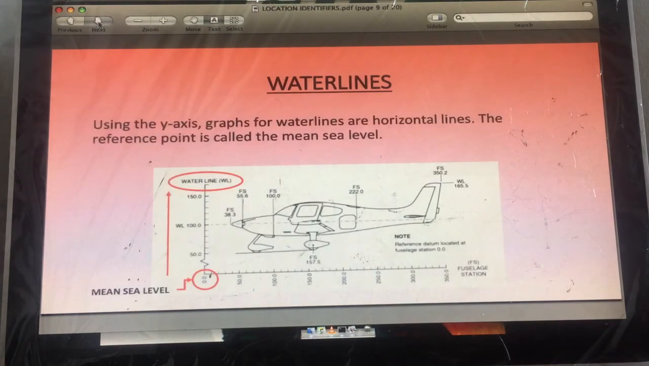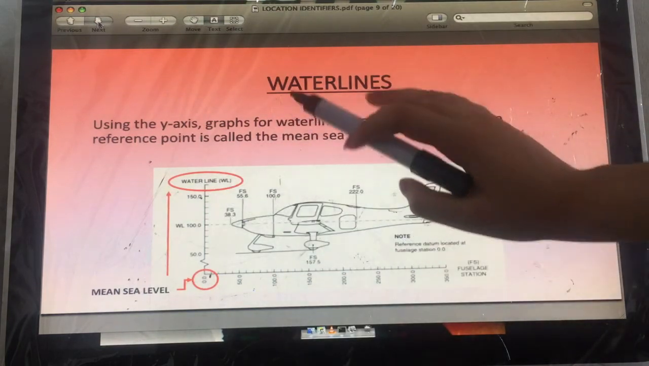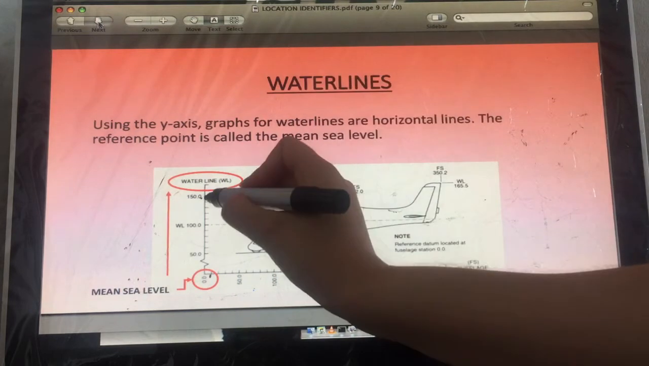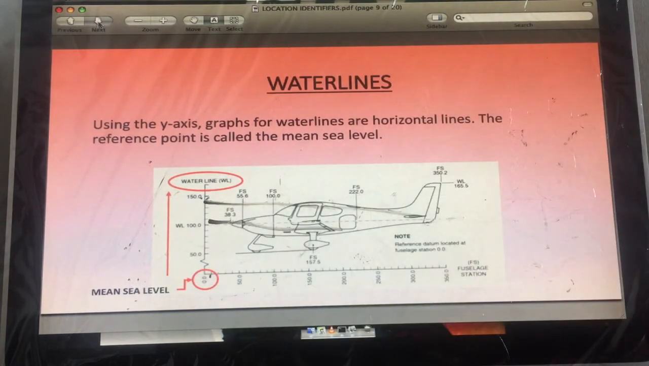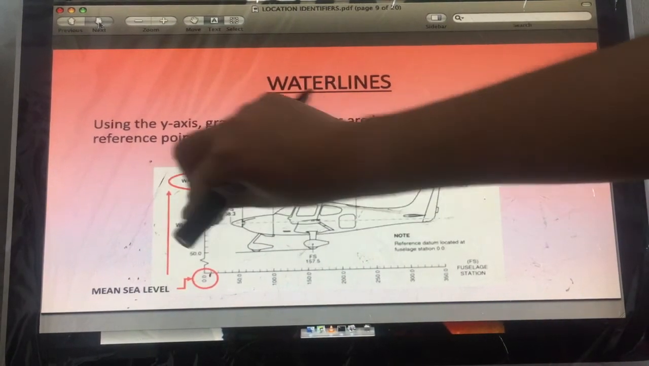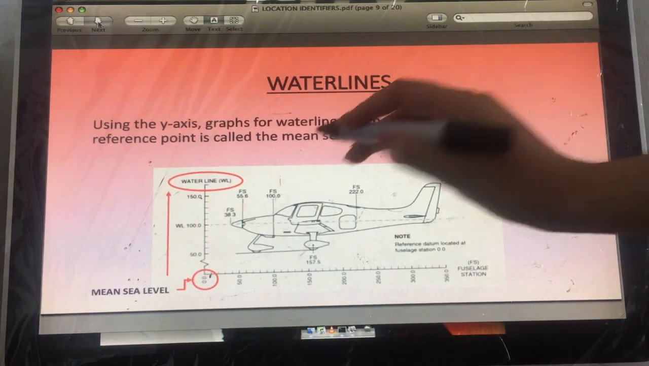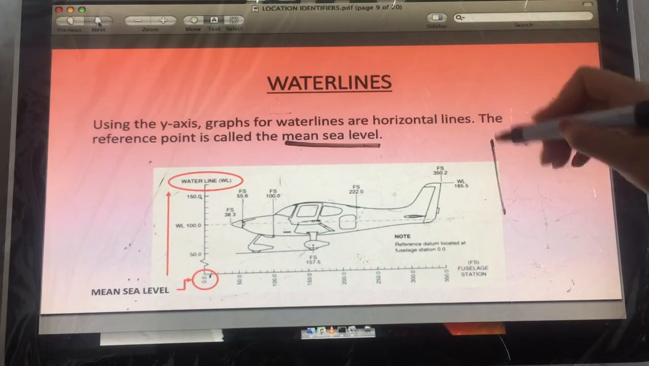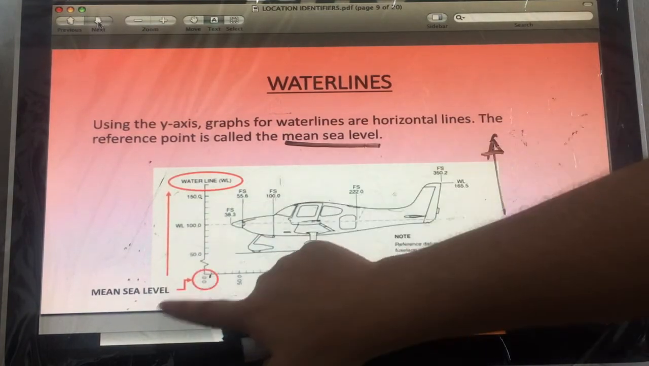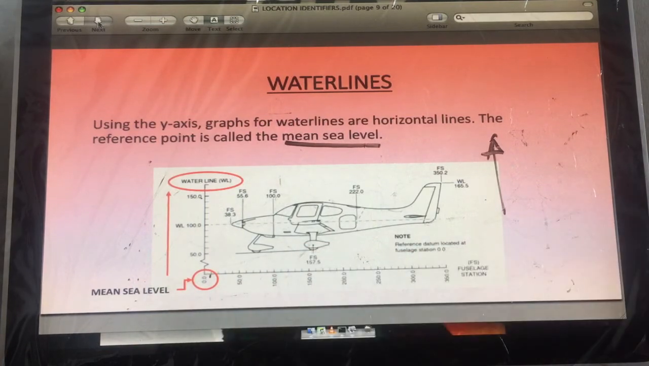Next, for water lines, ginagamit naman natin ang y-axis. So, graphs for water lines are horizontal lines. Syempre, para tumama siya dun sa y-axis natin. The reference point, since sa fuselage station, ang gamit nating reference point ay reference 0. Pagdating naman sa water lines, mean sea level, kasi pataas nga tayo. So, pataas tayo. So, 0, 0 is indicated as the mean sea level.